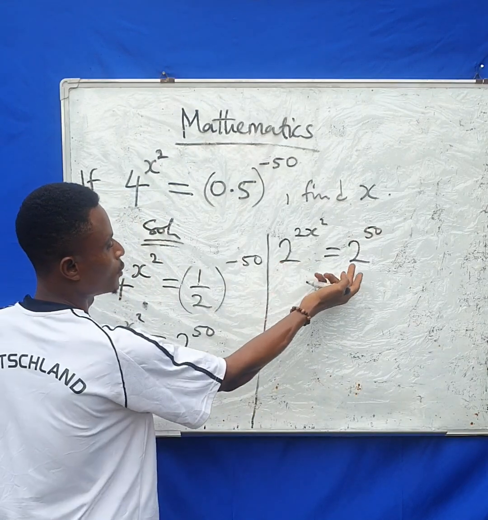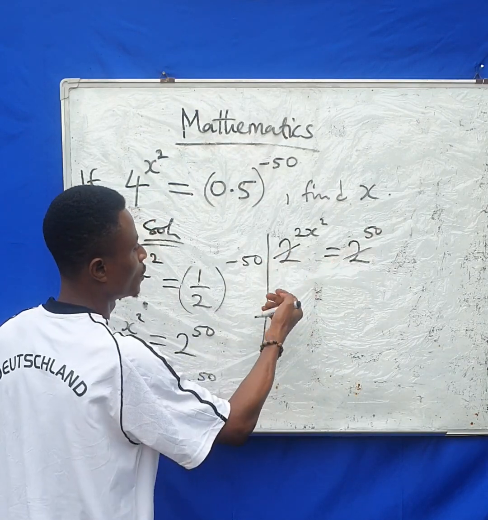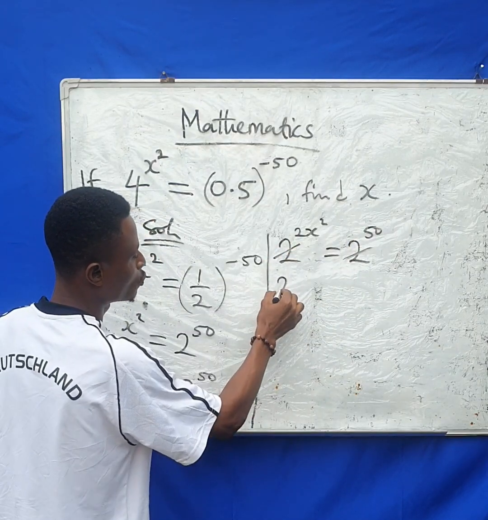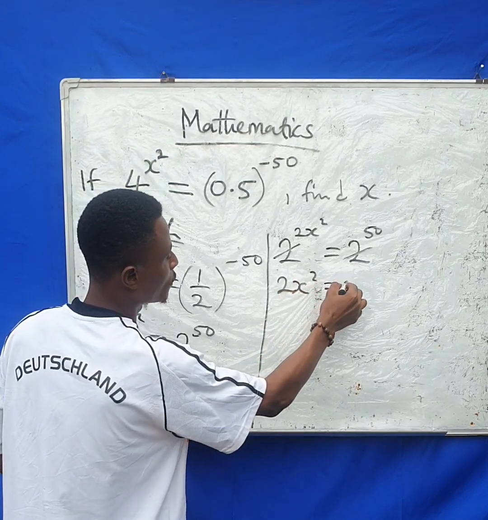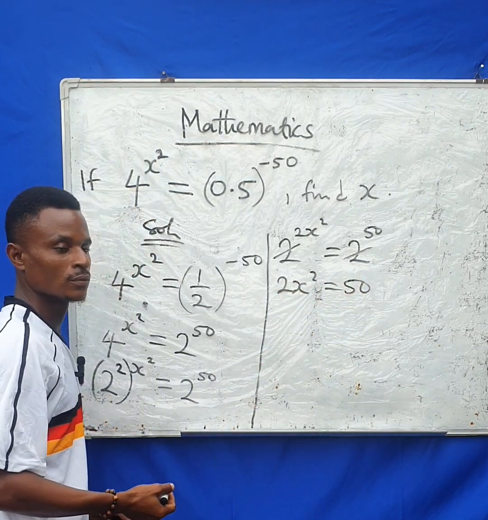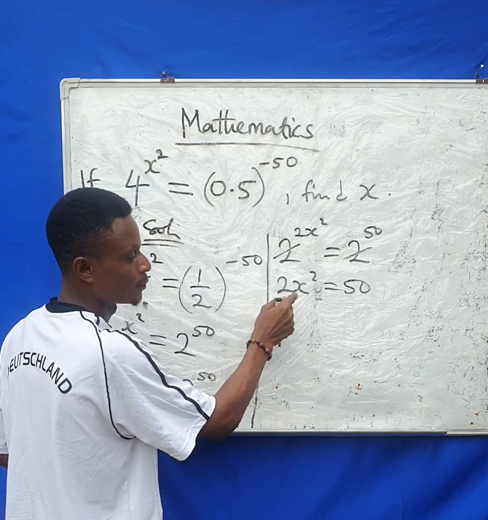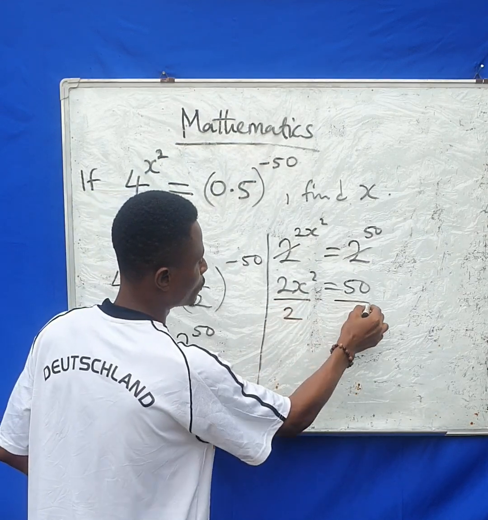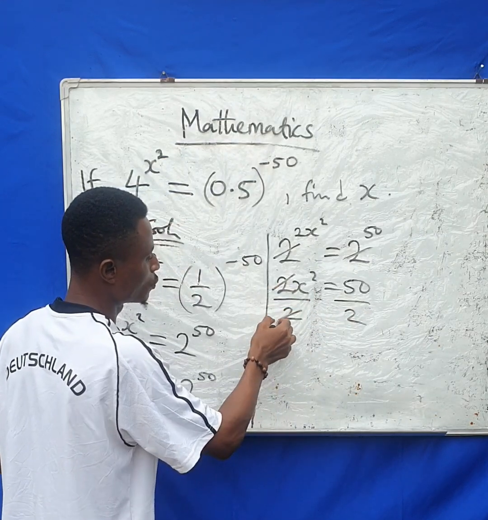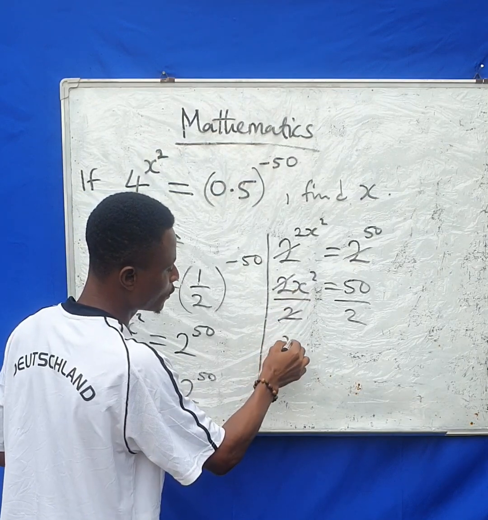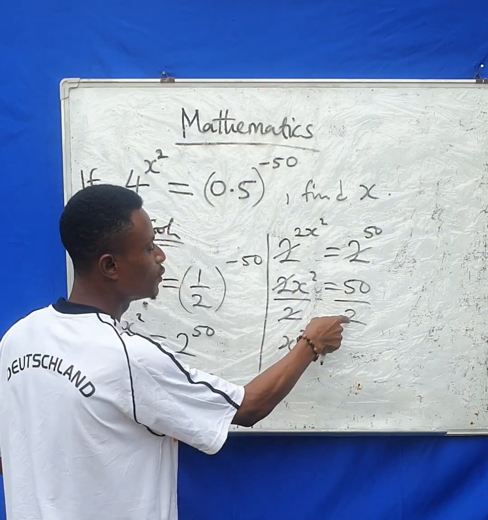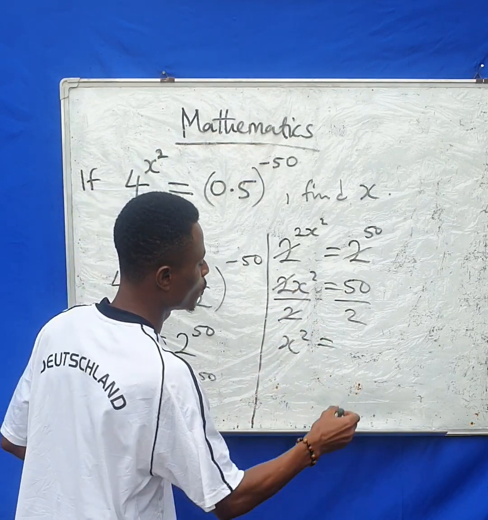Now you can see that the bases are the same, so you cancel them. And here we are left with 2x squared equal to 50. Now we have to divide both sides by this 2. 2 will cancel 2. And we are left with x squared equal to 50 divided by 2, which is 25. So here we have 25.